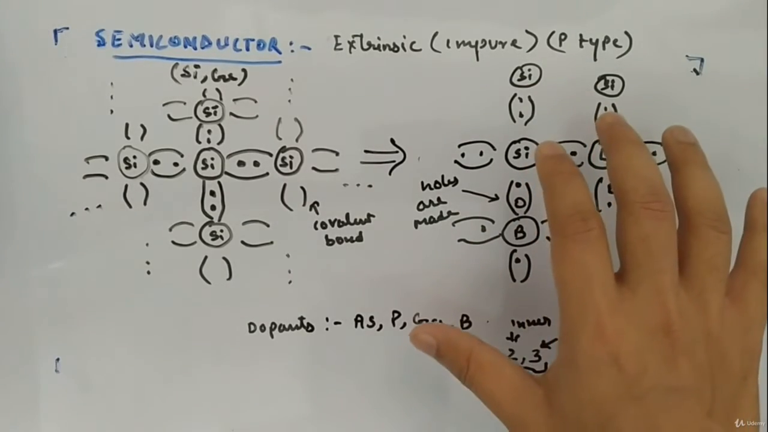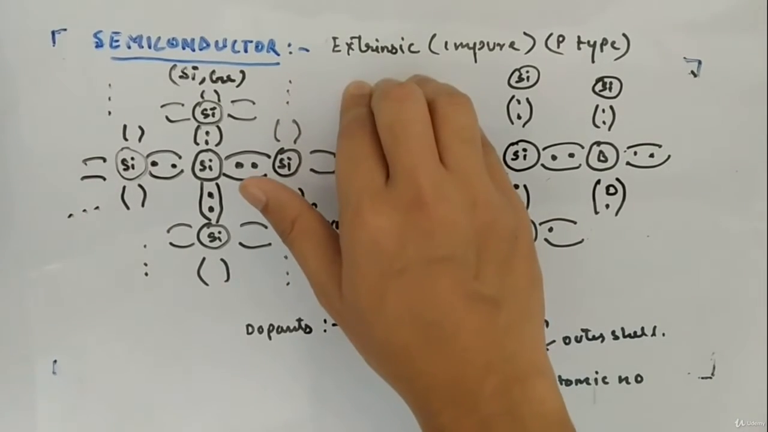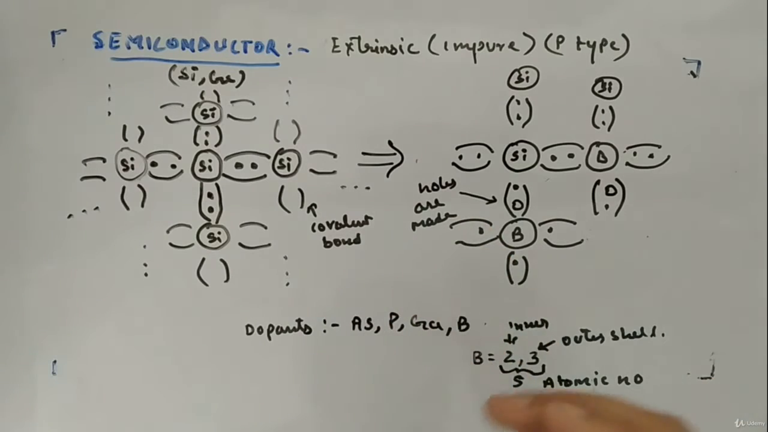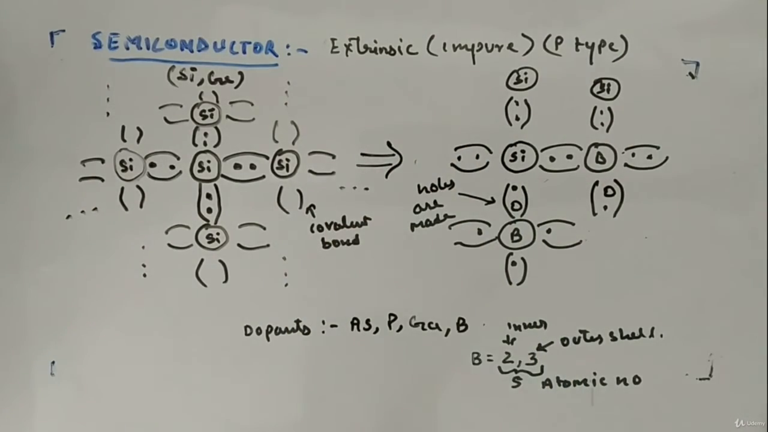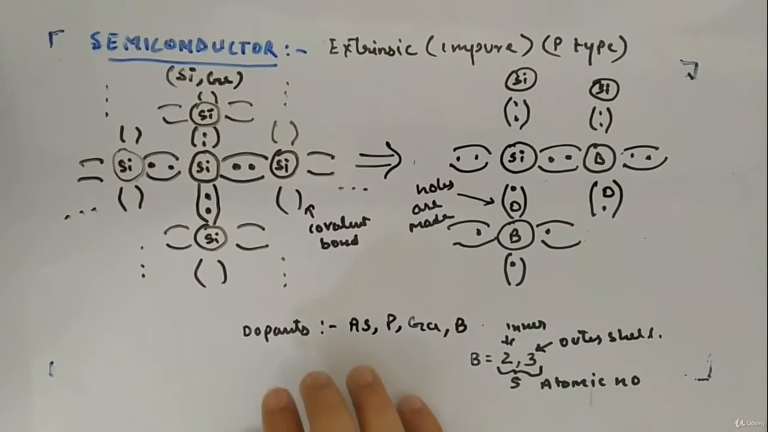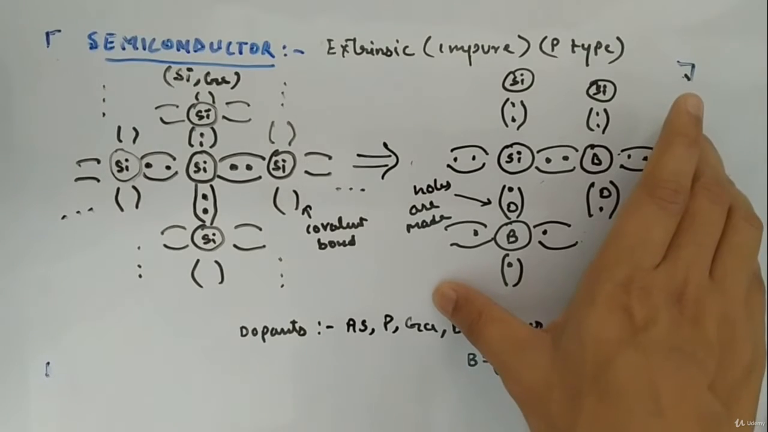So p type depends upon what kind of impurity you are applying. In the intrinsic semiconductor, if you put certain types of impurity, it will make p type extrinsic semiconductor. If you add some other type of impurity, it will make n type extrinsic semiconductor. The dopants which you can put in an intrinsic semiconductor will be arsenic, phosphorus, gallium, boron. These are the impurities you can use so that it will become extrinsic.